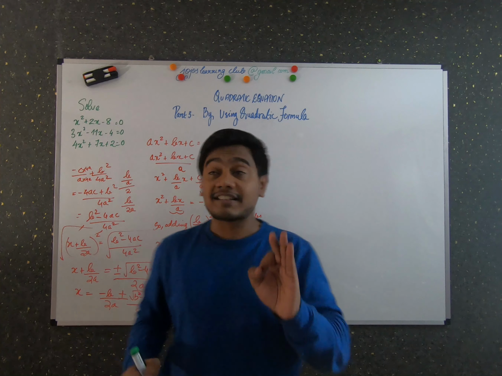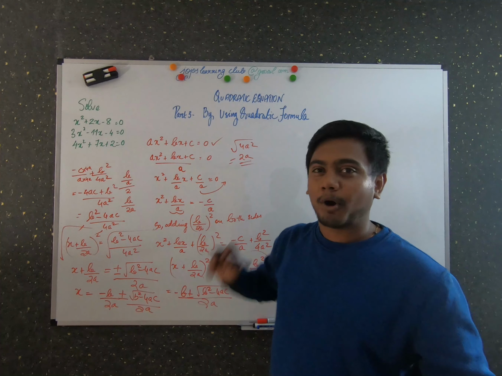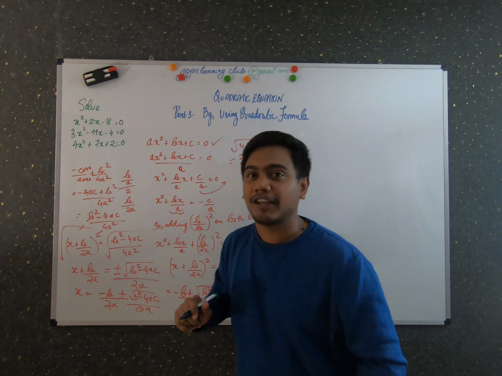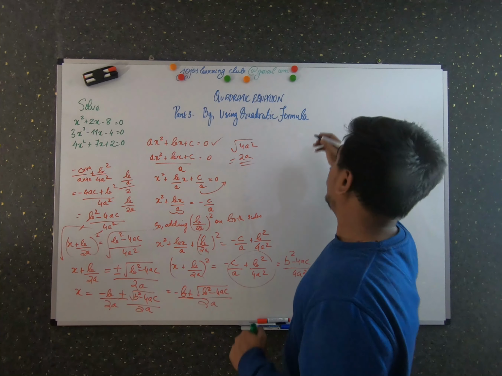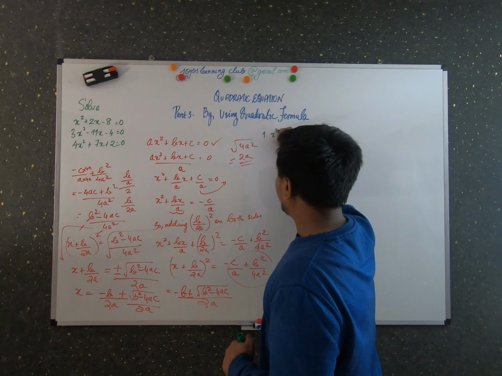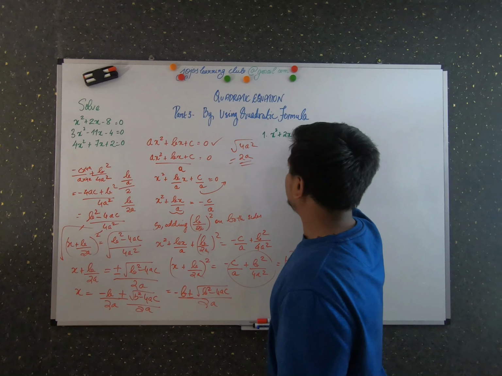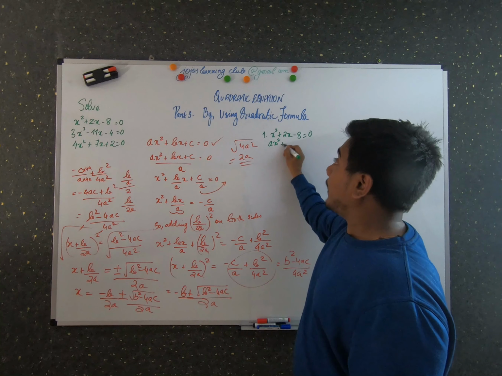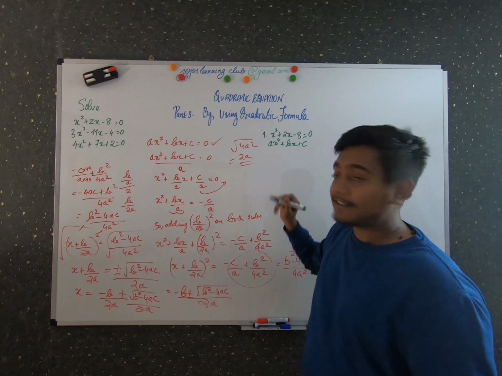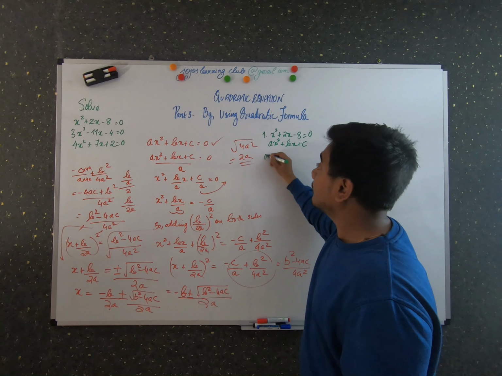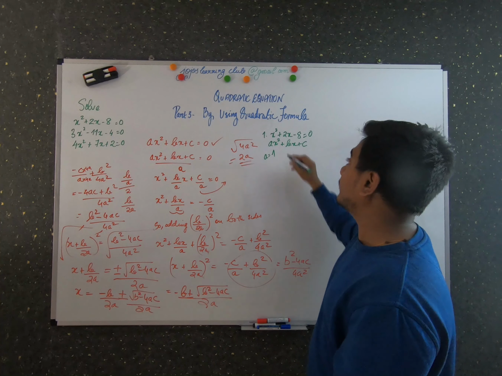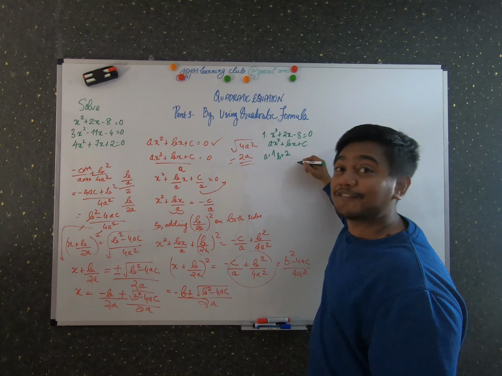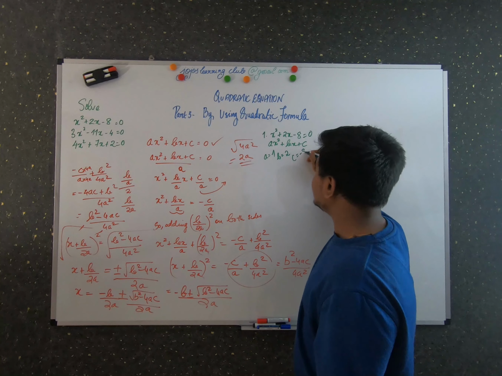Now for your understanding, I'm going to solve all these three problems so you'll get a better exposure on how to find the roots of the equation using the quadratic formula. The first equation was x square plus 2x minus 8 equal to 0. This is of the form ax square plus bx plus c. What is the value of a here? The value of a is already known, that is equal to 1. What is the value of b? b is equal to 2. And what is the value of c? The value of c is minus 8.